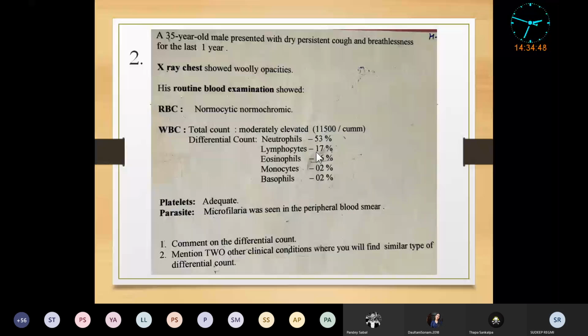So there is eosinophilia. Increase in eosinophils is known as eosinophilia. Platelets adequate, and in parasite, a microfilaria was seen in the peripheral blood smear. So comment on the differential count. Comment on the differential count, anyone?